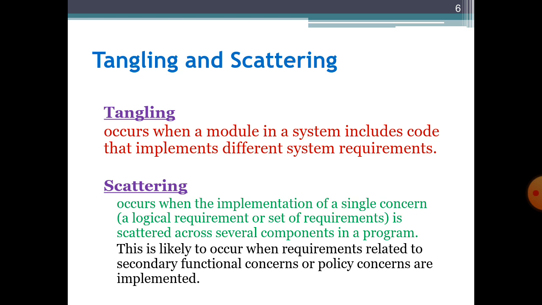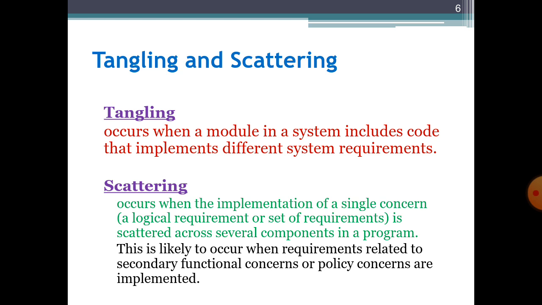As we discussed in our last week's lecture, separating an object into multiple modules is problematic in object-oriented programming, so that's why we are moving toward aspect-oriented programming. Scattering occurs when we have to implement a single concern that needs to be scattered across several components in a program. This normally occurs when requirements are related to secondary functional concerns or policy concerns.